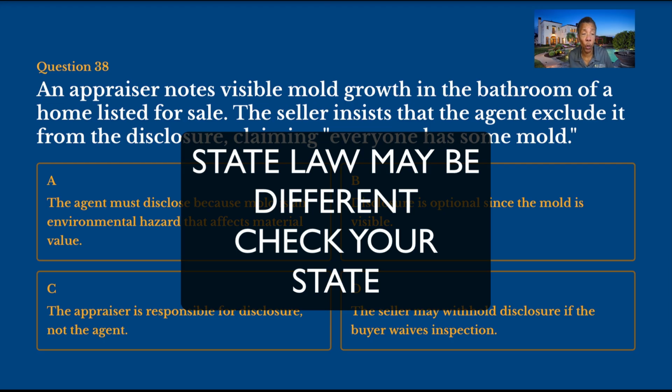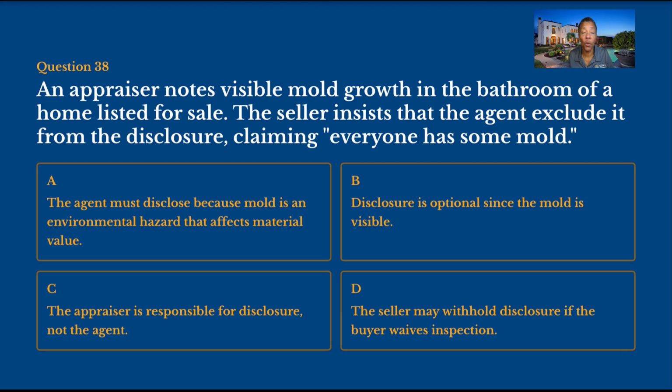I also want to have you look at C. The appraiser is not responsible for disclosure. Okay, it's either going to be the agent or it's going to be the seller. All right, and A, of course, is incorrect. Must disclose? No. Answer here is B. You could disclose it if you want.